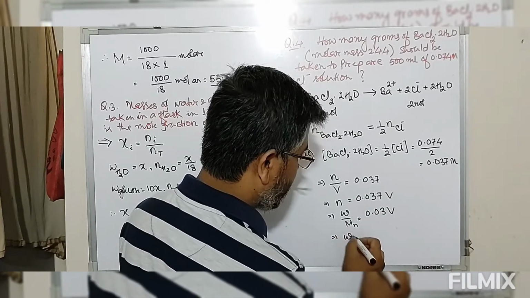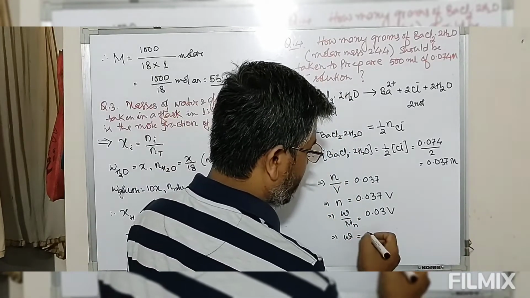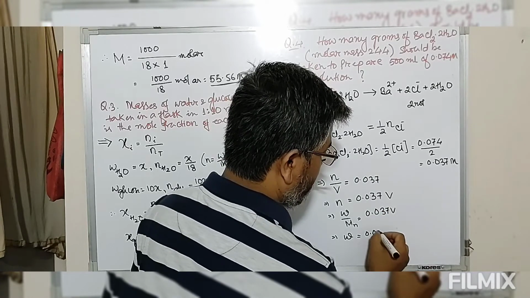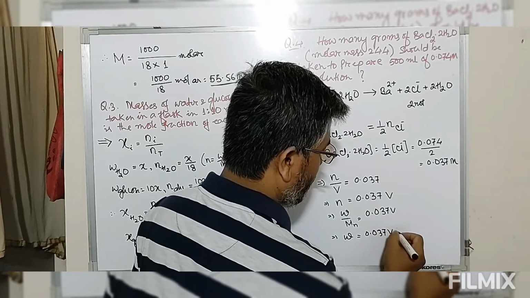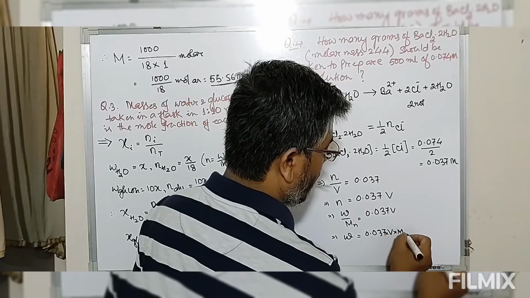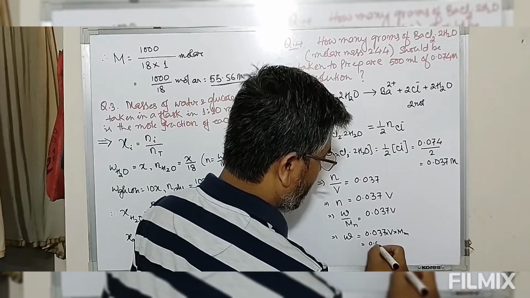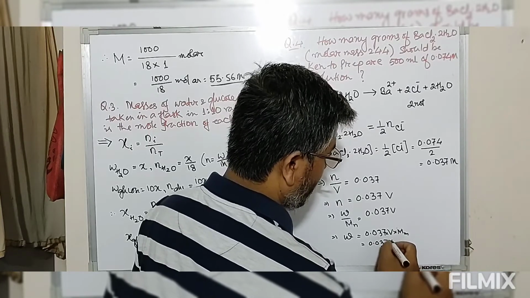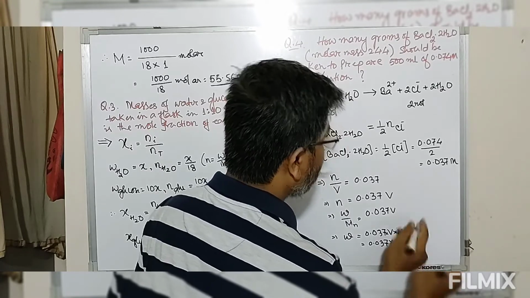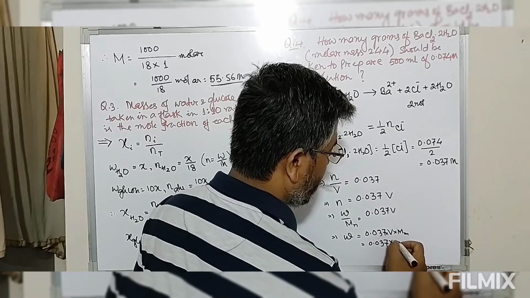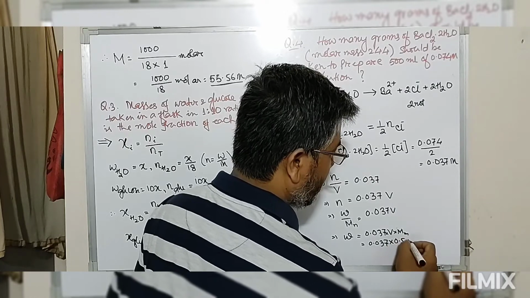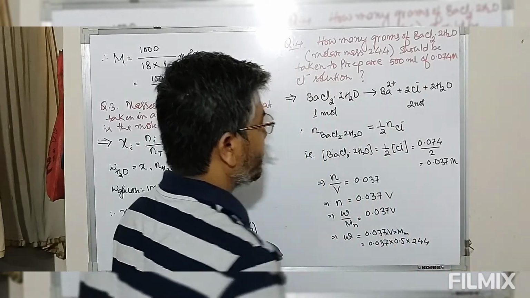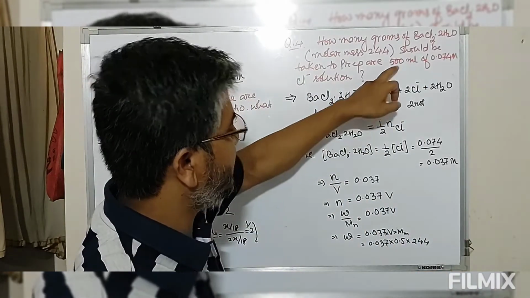So therefore, the mass of the substance to be taken is equal to 0.037 into volume into molar mass. So this is 0.037 into volume, which is 500 ml, so that is 0.5 liter, into molar mass, which is 244. So in this concentration, for defining the molarity, volume is taken in terms of liter.